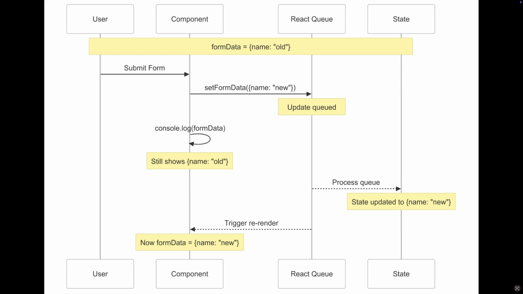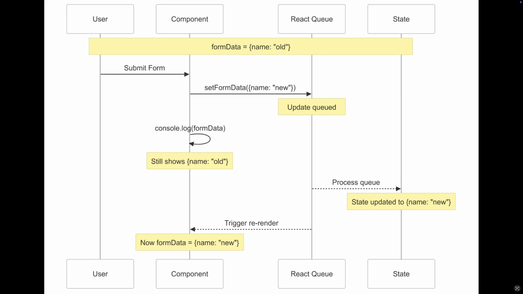This happens because React has not processed its to-do list yet. React then processes its queue, so the state is finally updated to the new value. After the state is updated, React triggers a re-render of our component. Only now, in this new render, does the form data show the new value. This is shown at the bottom with new form data, and the name value is new. So this is why logging form data right after setFormData gives you the old value, because the update has not happened yet.